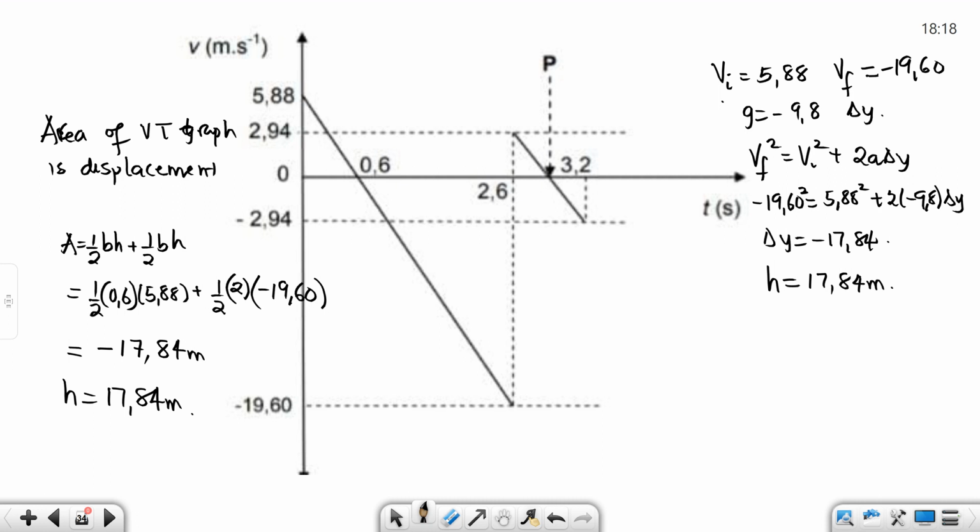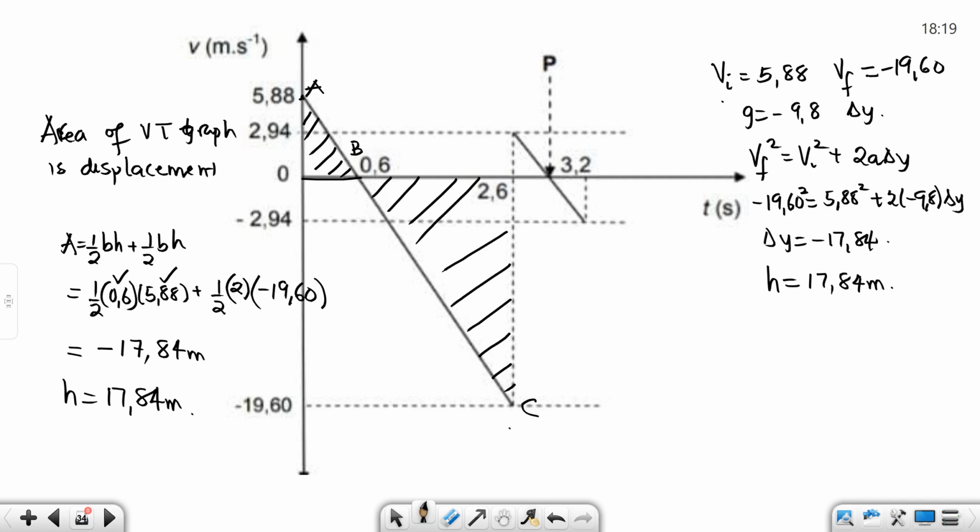So I am looking at point A to C, right? I am always going to use my x-axis as my base. That's a triangle, and that's another triangle there. The x-axis will always be the base. Since it's a triangle, half base times height. Half, what's my first base? 0.6. What is my height? 5.88.